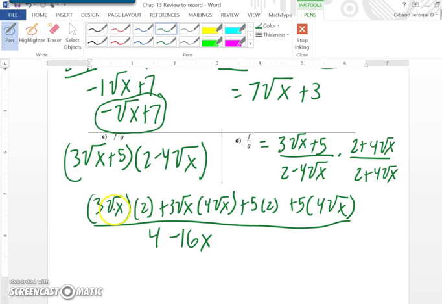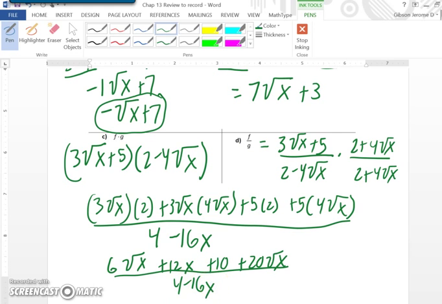Now, we take care of this numerator. 3 square root of x times 2 will give us 6 times the square root of x. 3 square root of x times 4 square root of x will give us a positive 12x. 5 times 2 is 10, and 5 times 4 times the square root of x will give us 20 square root of x. And that's still all over 4 minus 16x. Now we combine the like terms. This will give us 26 square root of x plus 12x plus 10, all over 4 minus 16x.